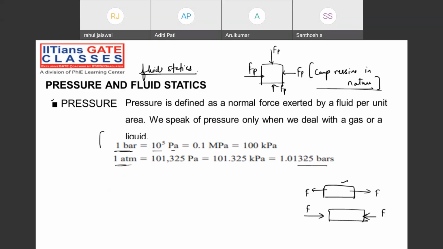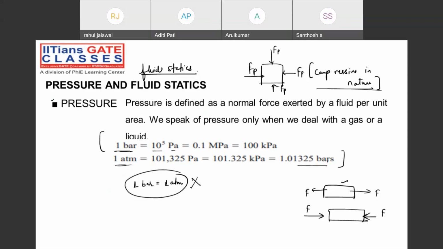Please note down, do not confuse with the bar, and don't say 1 bar equal to 1 atmosphere. It's incorrect. 1 atmosphere will be equal to 1.01325 bars, right? And after that, we are going to see the difference between atmospheric pressure, gauge pressure, as well as absolute pressure.